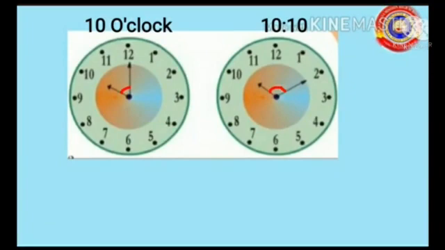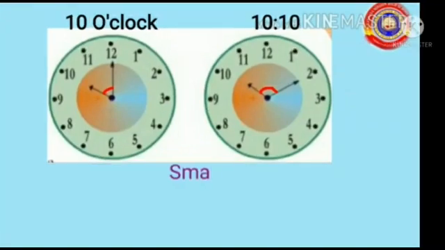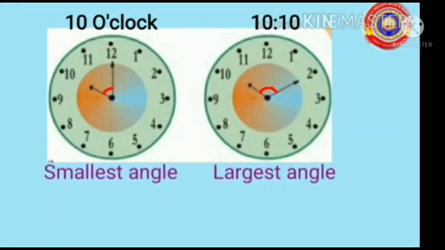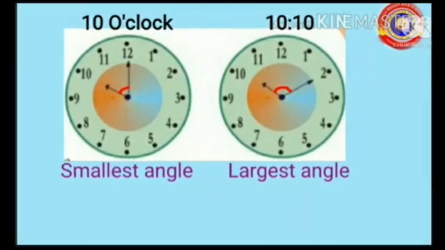Look at the gap between the hands in both clocks. The hands of the second clock are spread more than the first clock. So we can say that the first clock shows the smallest angle and the second clock shows the largest angle.